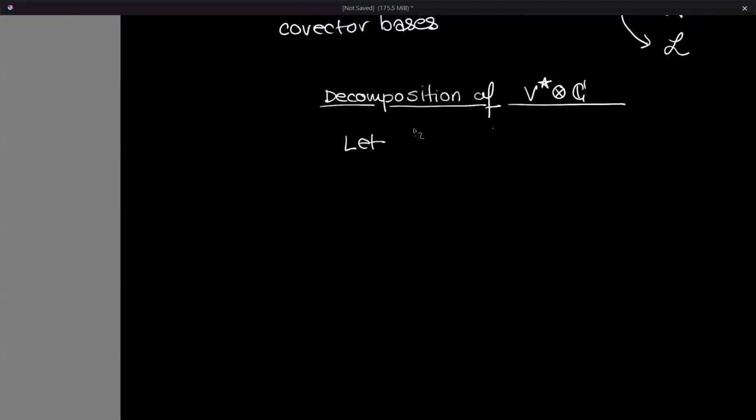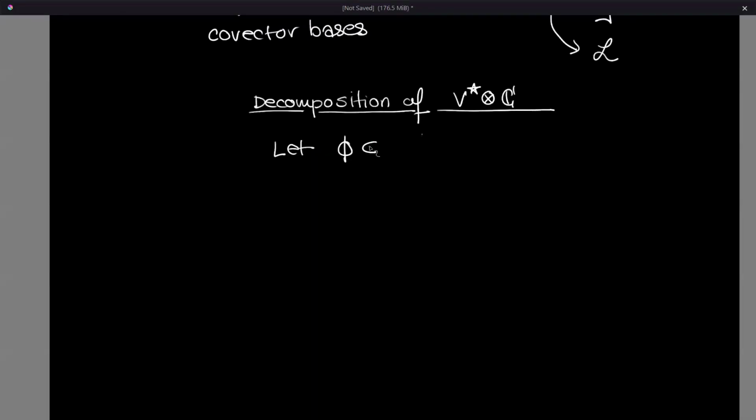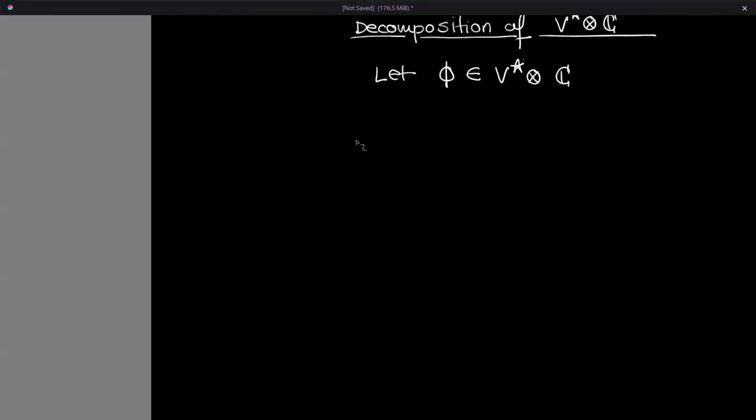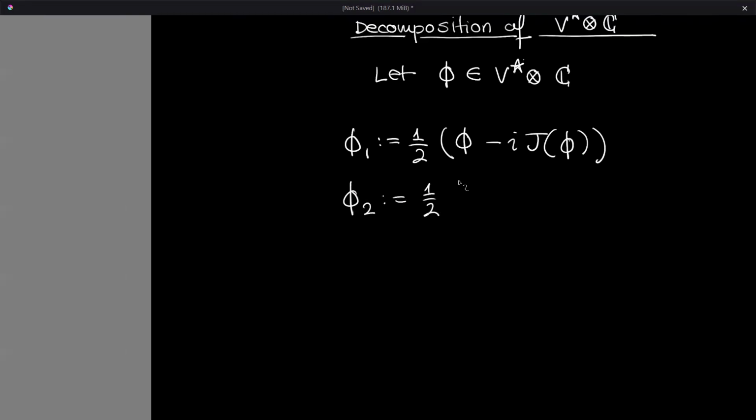Okay, first of all, let F be an element of, let's call it phi, because I did say that I'm going to use Greek letters for all the covectors. So phi is an element of V star ⊗ C. Notice that we can decompose it into phi 1, which is equal to half phi minus i times J of phi, and phi 2, which is equal to half phi plus i J of phi.